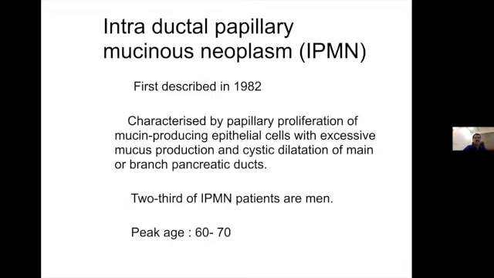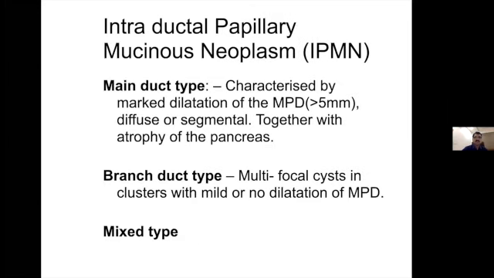The next variant of mucinous neoplasm is intraductal papillary mucinous neoplasm, which was first described by Ohashi in 1982. It is characterized by papillary proliferation of mucin-producing epithelial cells with excessive mucin production that may actually float in the pancreatic duct, either in the main pancreatic duct or in the side branch. Majority of them are seen in men around 60 to 70 years. So if you consider pancreatic neoplasms, the only tumor which is predominantly seen in men is intraductal papillary mucinous neoplasm.